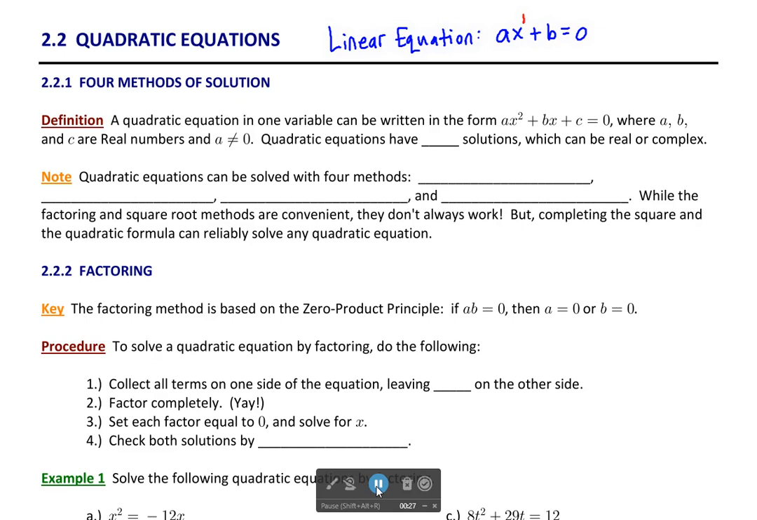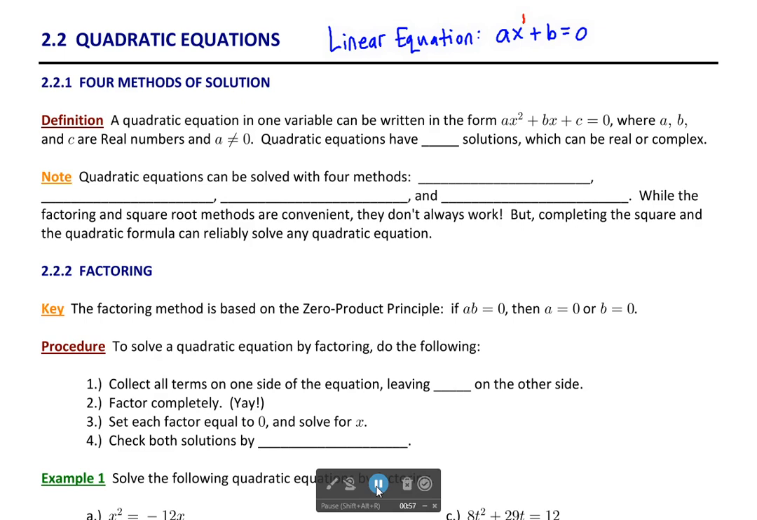In this section, we're going to learn how to solve degree 2 equations, also known as quadratic equations. There's 4 different ways that we can solve a quadratic equation, and each method is necessary in different situations. A quadratic equation in one variable can be written in the form ax squared plus bx plus c equals 0, where a, b, and c are real numbers and my leading coefficient a cannot be equal to 0.